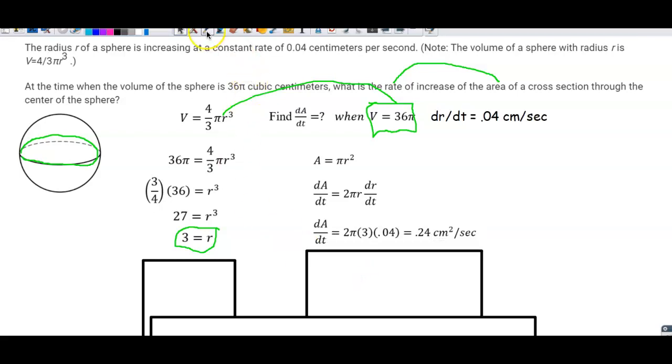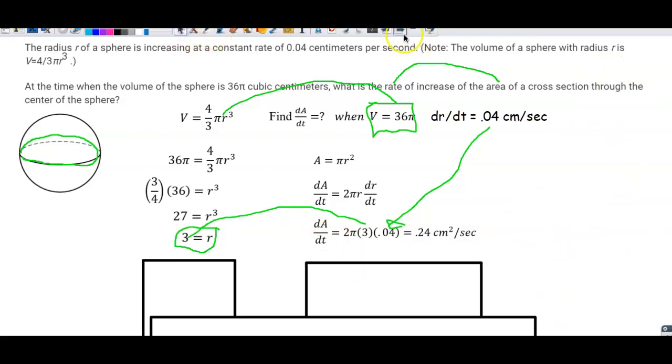Substitute the 3 that I found over here, because I am going to need that radius. Substitute the 0.04 that they told me about right here, and that will give me the rate of change of the area. And since area is measured in square centimeters, we have a rate of centimeters squared per second.